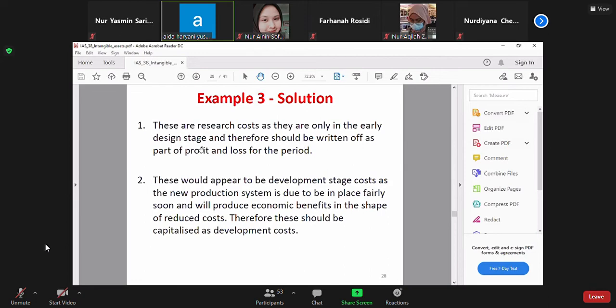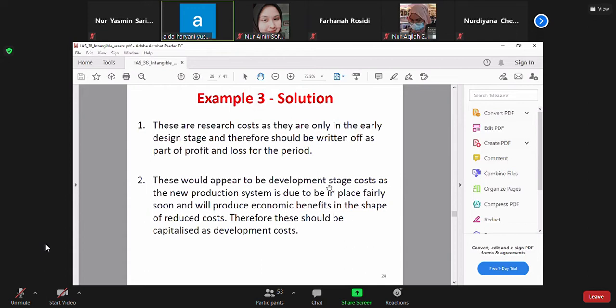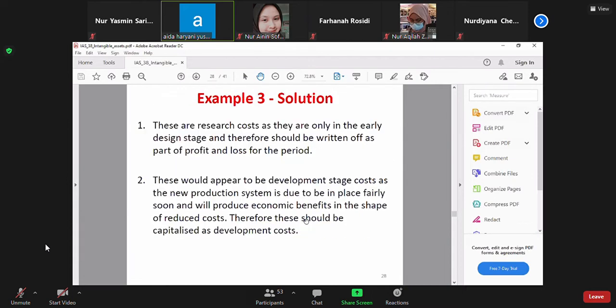But number 2, this is development. Dia dah start testing the product. Dia dah start testing dah dengan produk yang dia buat tu. So this is considered as development cost. Okay? And they will produce economic benefits. Kenapa? Because the production cost is now reduced by 20%. More product will come out because of this development, research and development ni. So that's why it will be capitalized as intangible asset.